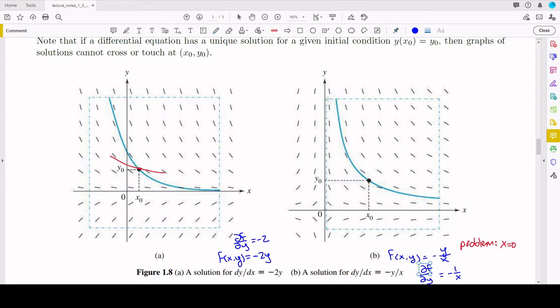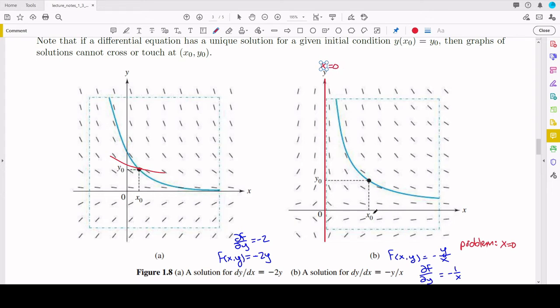So if we look at the solution here, then when we draw a line, we have to exclude those problem points, right? So x equals 0 is a problem point.